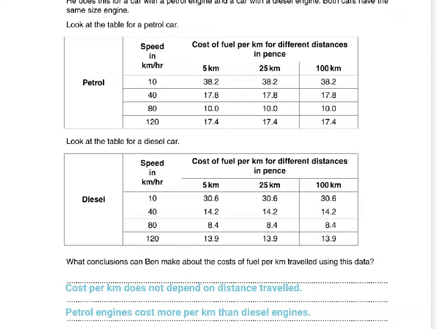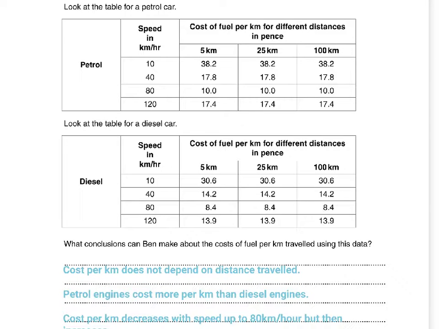So the third thing that I need to check then is, obviously we've got two tables, so I need to compare petrol to diesel. So what's the difference? Well, pretty obviously, if I'm just looking at these numbers, diesel is cheaper, generally speaking. That means the cost of fuel per kilometre for diesel is less than petrol, or said the other way around, the cost of fuel per kilometre for petrol is more than diesel.